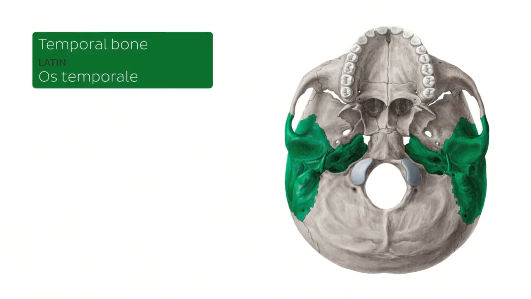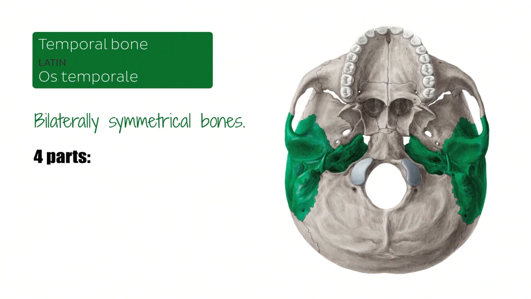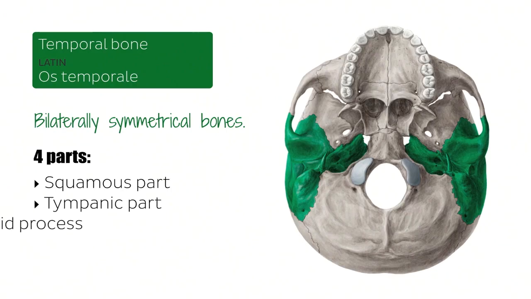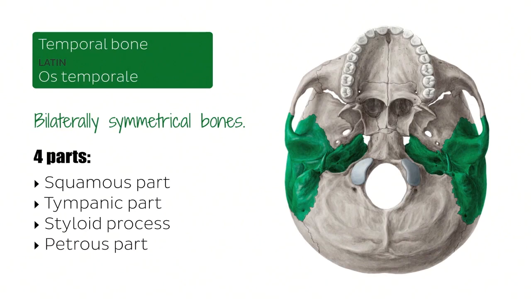And from the inferior aspect of the base of the skull, we get a good view of these bilaterally symmetrical bones. The temporal bones are also comprised of 4 parts that we're not going to go into much detail, but it's important to clarify here when we talk about these structures. And this is the squamous part, the tympanic part, the styloid process, which you can clearly see here from the inferior view of the base of the skull, and the petrous part.